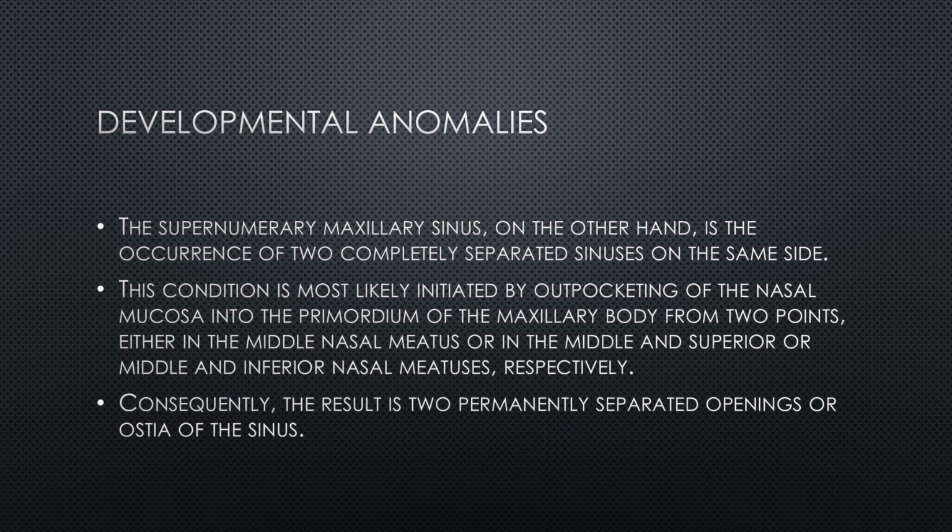The supernumerary maxillary sinus, on the other hand, is the occurrence of two completely separated sinuses on the same side. This condition is most likely initiated by outpocketing of the nasal mucosa into the primordium of the maxillary body from two points, either in the middle nasal meatus or in the middle and superior, or middle and inferior nasal meatus. Consequently, the result is two permanently separated openings, or ostia, of the sinus.